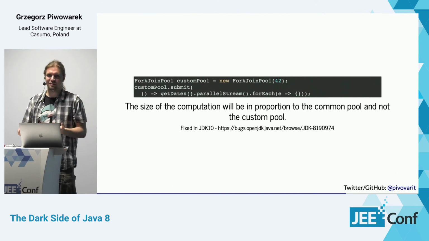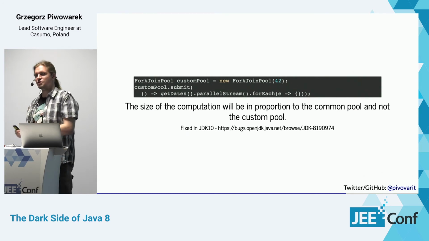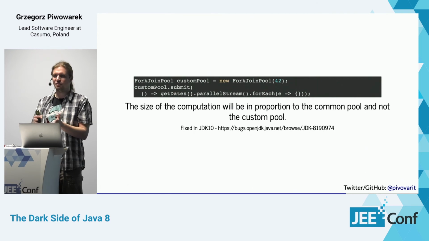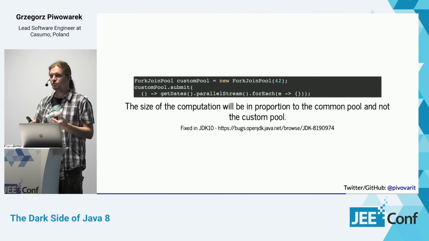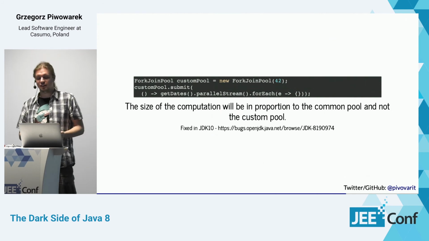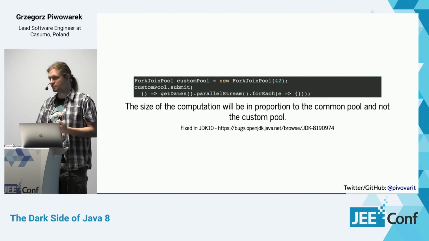So imagine that your common pool has a huge parallelism setup, but you want to have a separate pool which has only a very small one. Then it won't work, because it will default to the shared one. But luckily it was fixed in JDK 10, so those of you that migrated don't need to worry about this. But if you can, just don't use this hack at all.